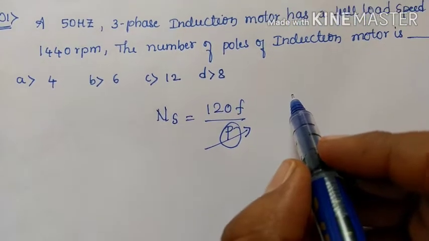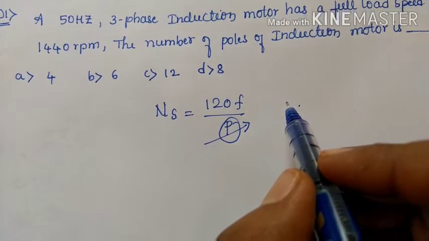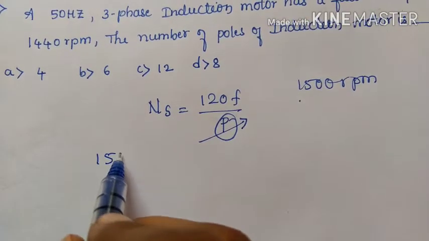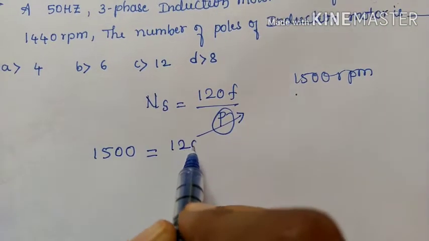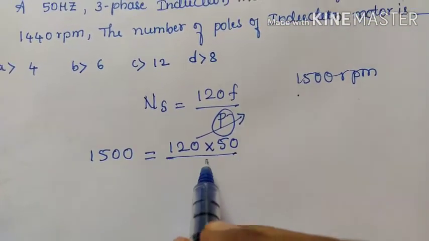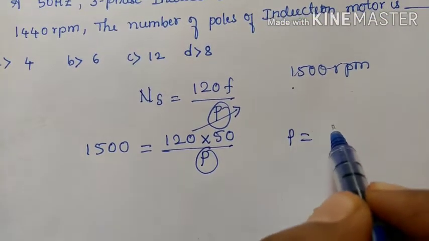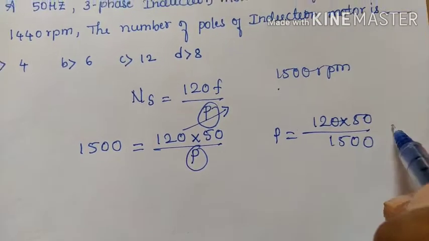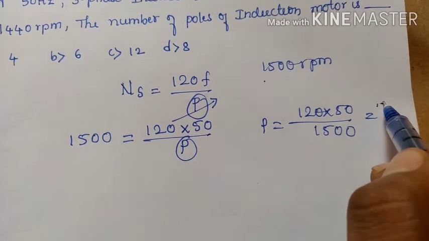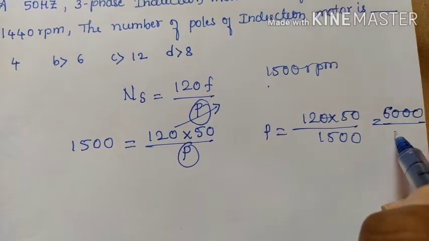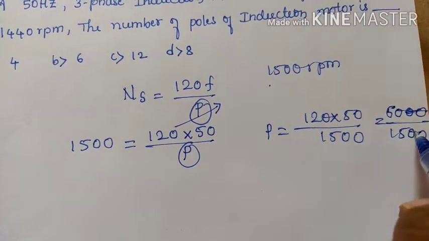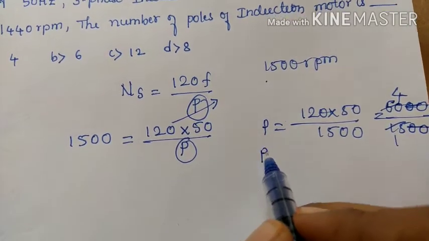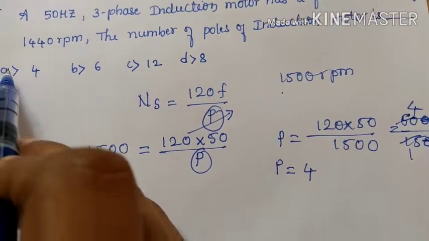We know that an induction motor rotates at a speed slightly less than the synchronous speed, that is 1500 rpm. So here 1500 equals 120 into 50 Hz divided by P. They have given the frequency, from here we can find the poles. So poles equals 120 into 50 divided by 1500. 12 5s are 60, so 6000 divided by 1500. Here 2 zeros go, 15 4s are 60. So poles equals 4. So option A will be the answer.